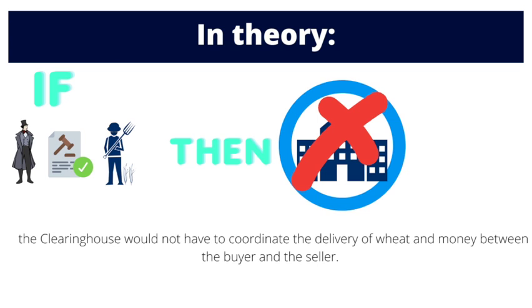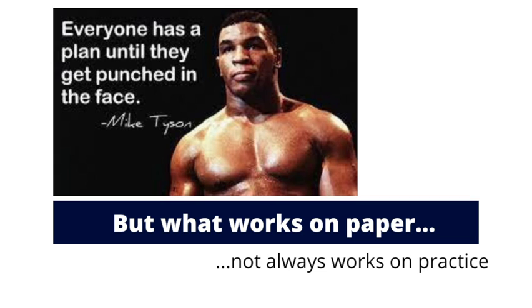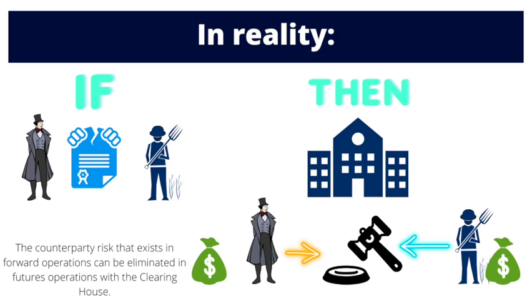In theory, if both parties comply, the clearinghouse would not have to act as a pure liquidator/compensator for each transaction. In our example, that means coordinating the delivery of the wheat and the money between the buyer and the seller. But as we all know, what works on paper tends to fail in practice. If any of the parties do not comply, the clearinghouse must fulfill the commitment on behalf of the person who has breached the contract, reserving the right to take as many legal actions as it deems appropriate against that non-compliant party.